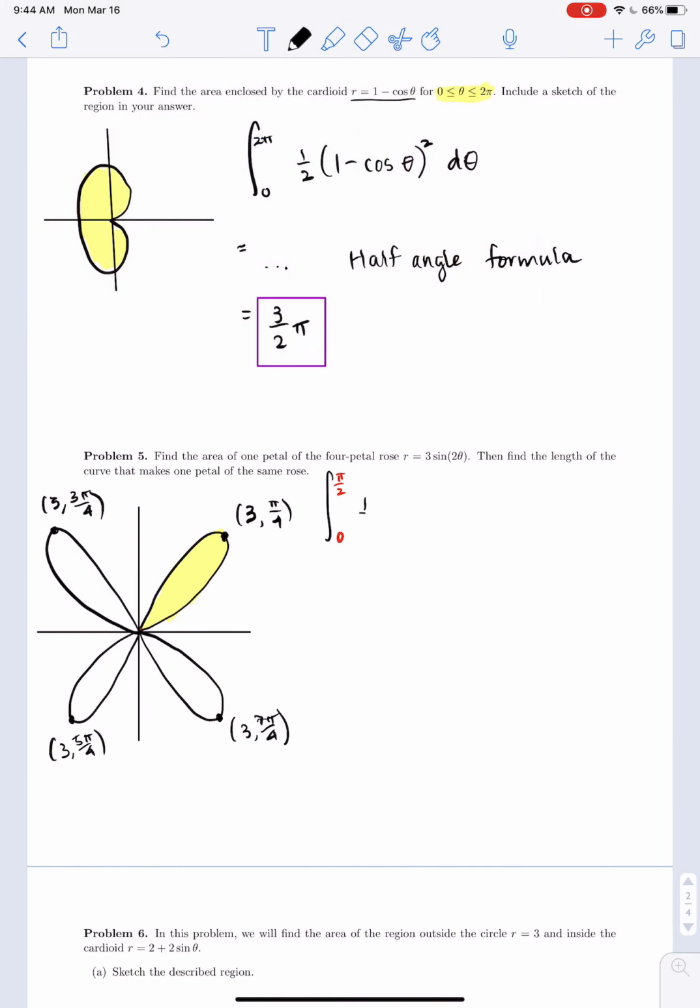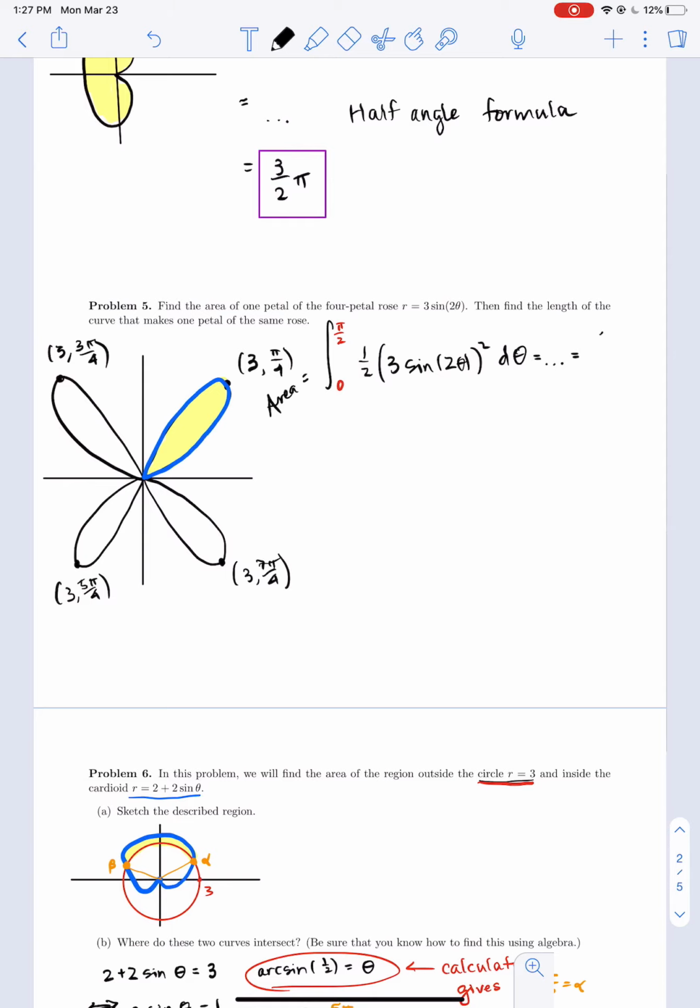Then we're going to have 1/2 the expression for r, which is 3 sine of 2 theta, square that expression, d theta. Okay, so another half angle formula comes up in this computation. You can follow along with that in the solutions. The final answer is 9 pi over 8.